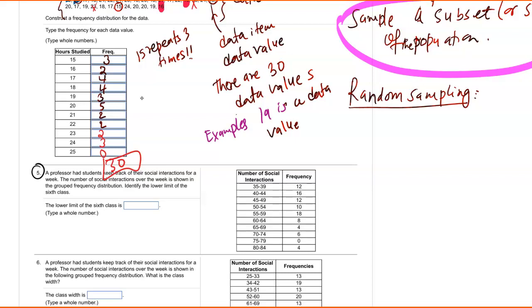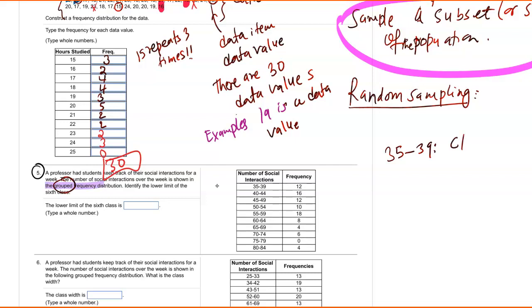Question number 5. A professor had his students keep track of their social interaction for a week. The number of social interactions over the week is shown in the grouped frequency distribution. Remember, this is the grouped frequency distribution. Grouped in the sense that, see, from 35 to 39, 40 to 44. That's called grouped frequency distribution, because you have a group. That means 35 to 39 is one group between these two numbers.